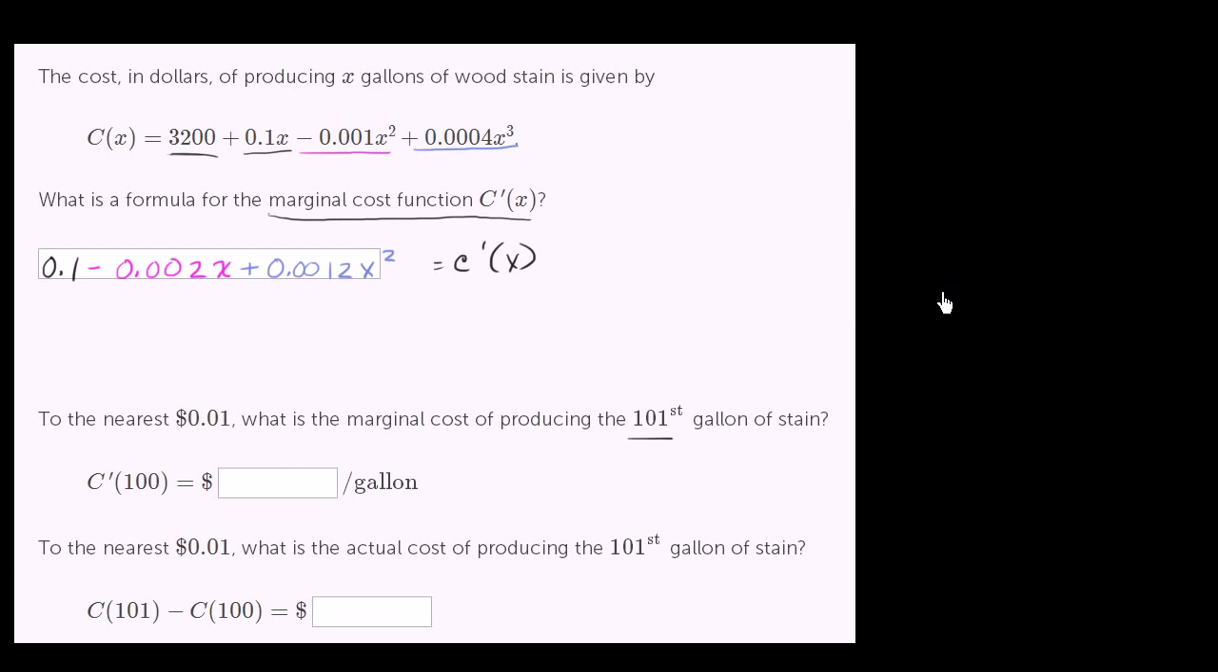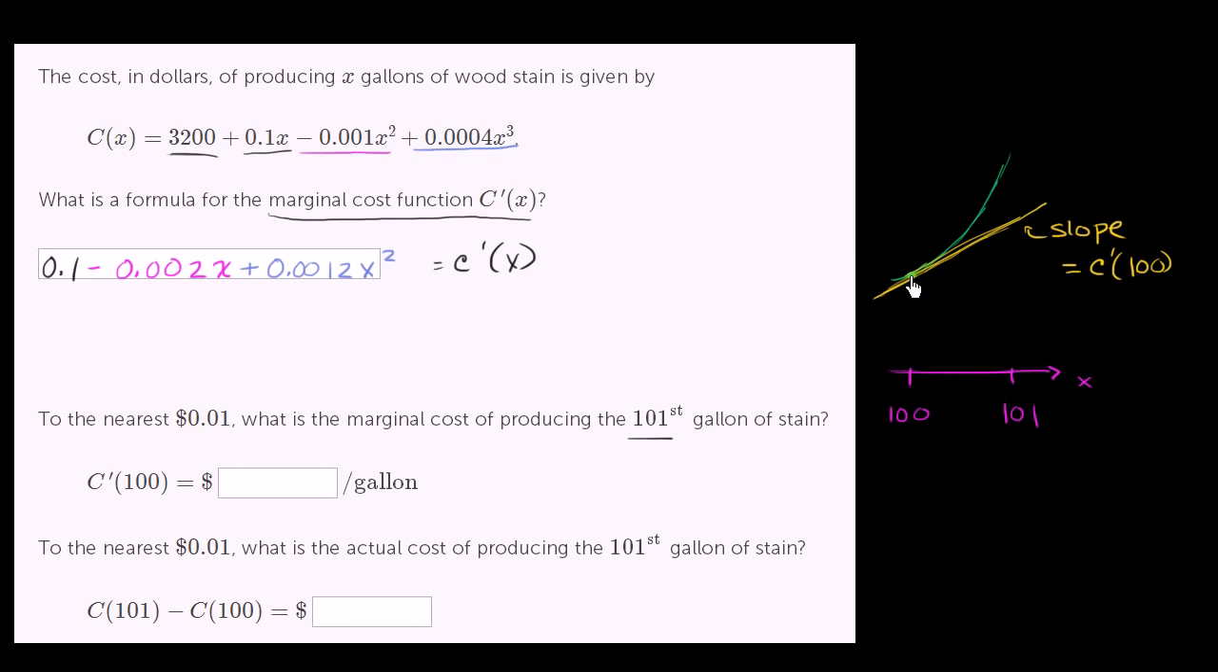So for example, let's say that this right over here, this is our x-axis, this is 100 gallons, and let's say this is the next gallon, 101 gallons. And our cost function might look something like this. When you calculate C prime of 100, it's going to give you the slope at this point. It's going to give you the slope of the tangent line at this point. So slope is equal to C prime of 100.